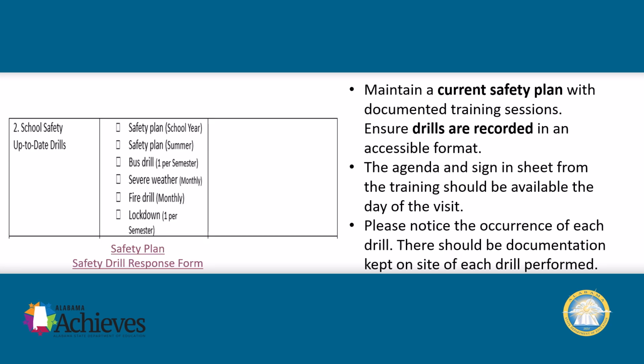Your site must maintain a current safety plan and proof of staff training. Safety drills should be documented in a consistent format. Keep agendas and sign-in sheets from the training accessible and be sure drill documentation is up to date and on site. There should be a staff orientation of the safety plan for the school year and summer. Each staff member should receive a copy of the safety plan and sign that they have reviewed it. I have attached a link of a sample safety plan and your safety drill response form. The safety plan should be edited to suit the needs of your site.